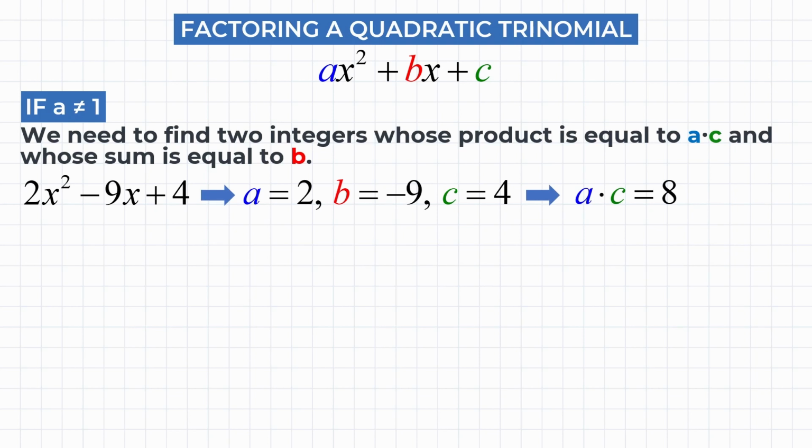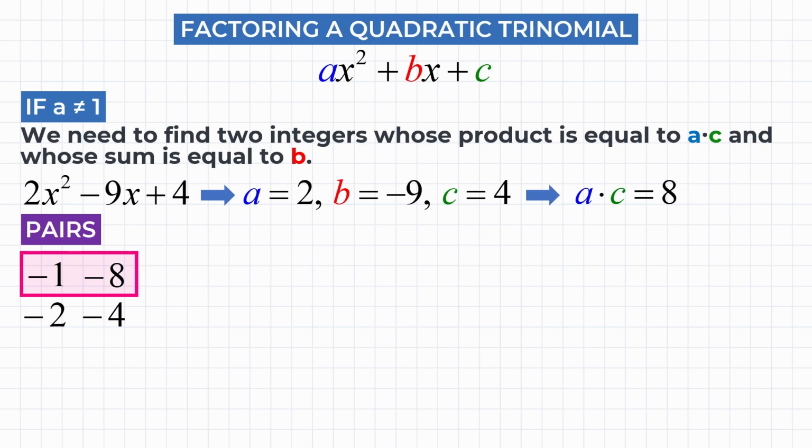The product is positive, therefore the two numbers have the same sign, either both positive or negative. The sum is negative, -9, hence the two numbers are both negative. We can now list the pairs of integers, both negative, whose product is 8. We have -1 and -8, and -2 and -4. We easily see that the numbers we need are -1 and -8, since their sum is -9.